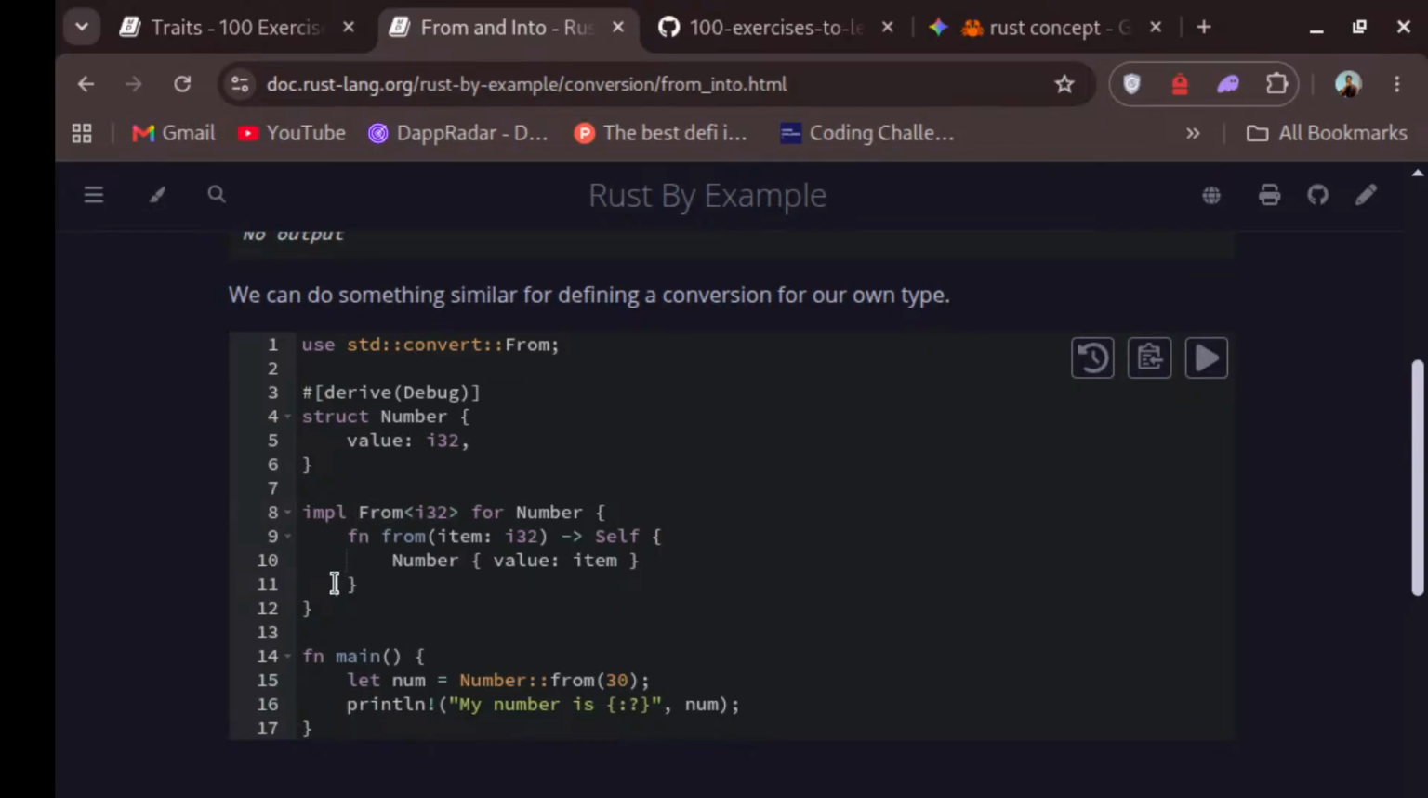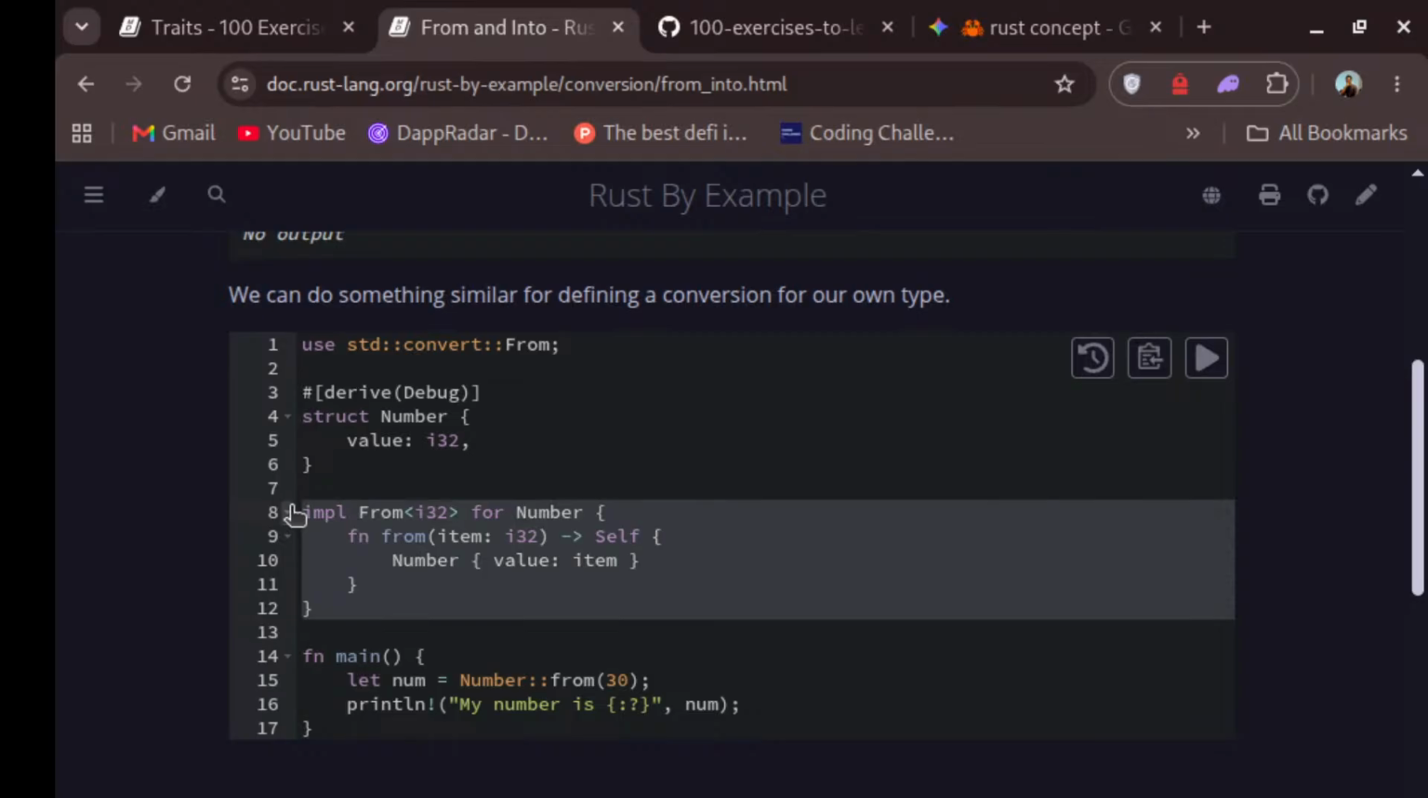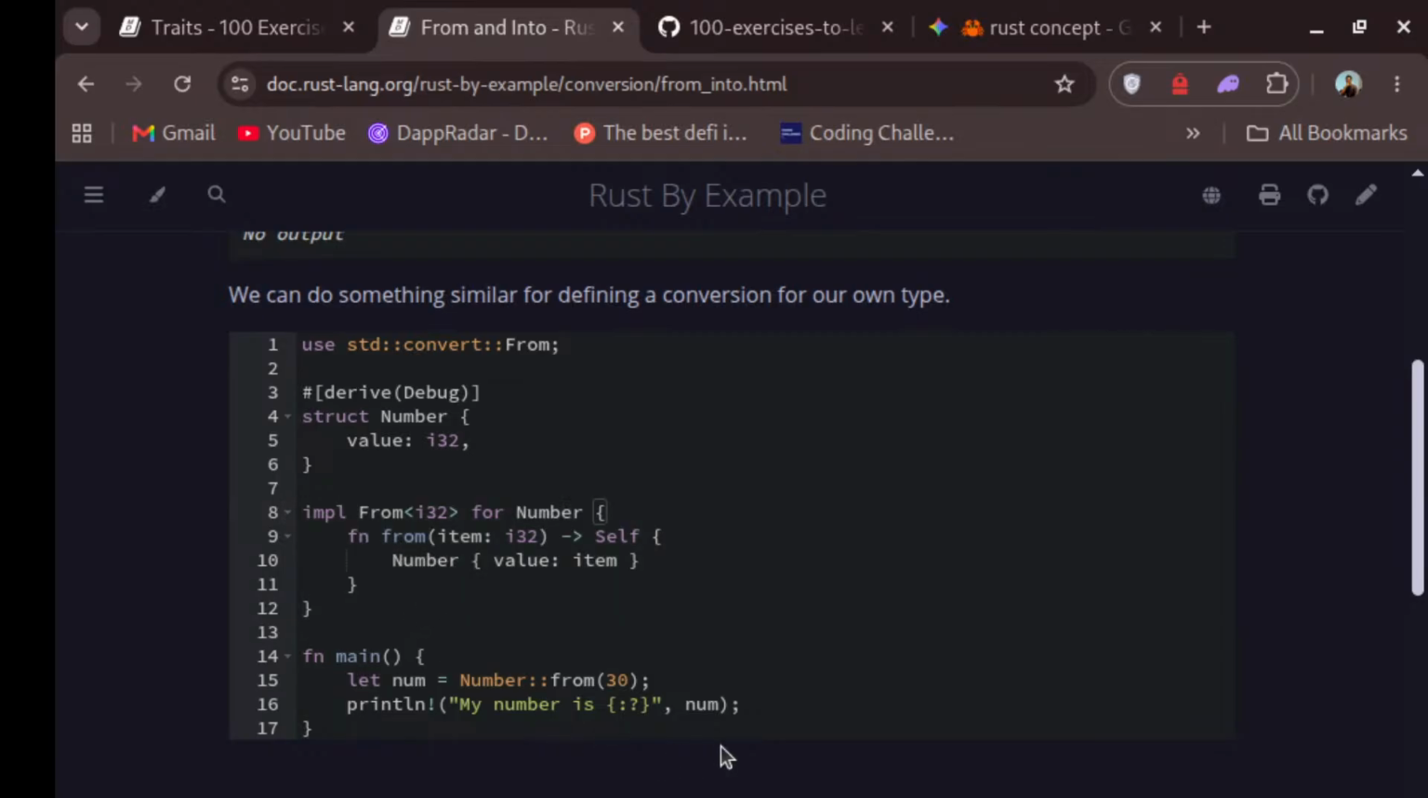Let's say this part is slightly interesting, because we have a structure that is i32. Then why do we need to convert this from i32, or what is going on in this code? I didn't understand. Number is 30.